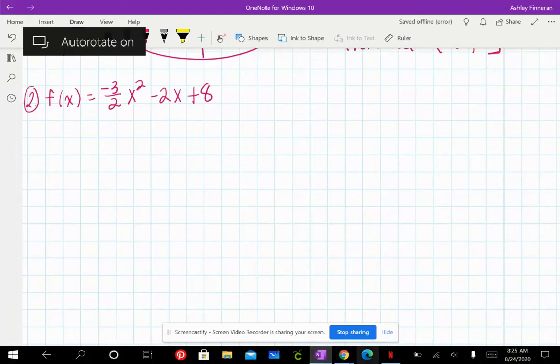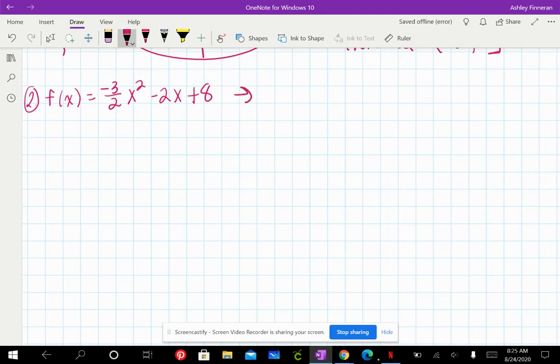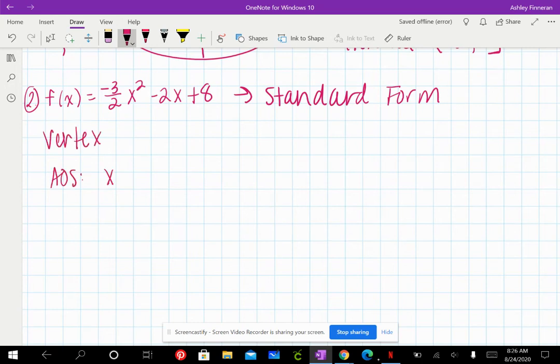Okay, the next function we're going to take a look at is f of x equals negative 3 over 2 x squared minus 2x plus 8. So the first thing I would notice about this is this is in standard form. And because I'm hoping to graph this, the first thing I would think is, what's my vertex? To find the vertex in standard form, you first want to know the axis of symmetry. So we want to find x equals negative b over 2a.